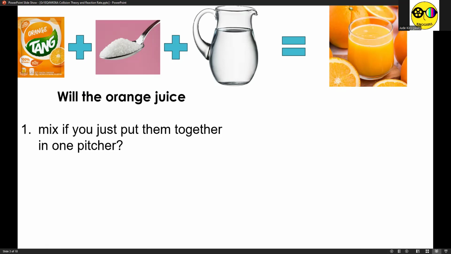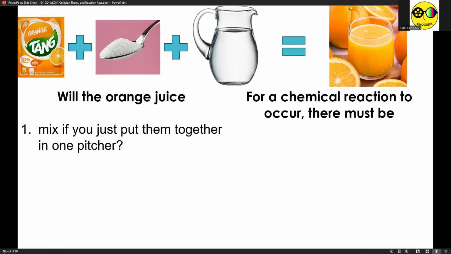Now, will the ingredients of the orange juice mix if you just put them together in one pitcher? Obviously not. For them to mix, you have to literally mix them using a spoon or sometimes a fork or even a spatula. Therefore, for a chemical reaction to occur, we must meet at least three criteria. The first criterion is the collision of reactants. This makes sense because for your products to be formed, the reactants must be colliding with each other.